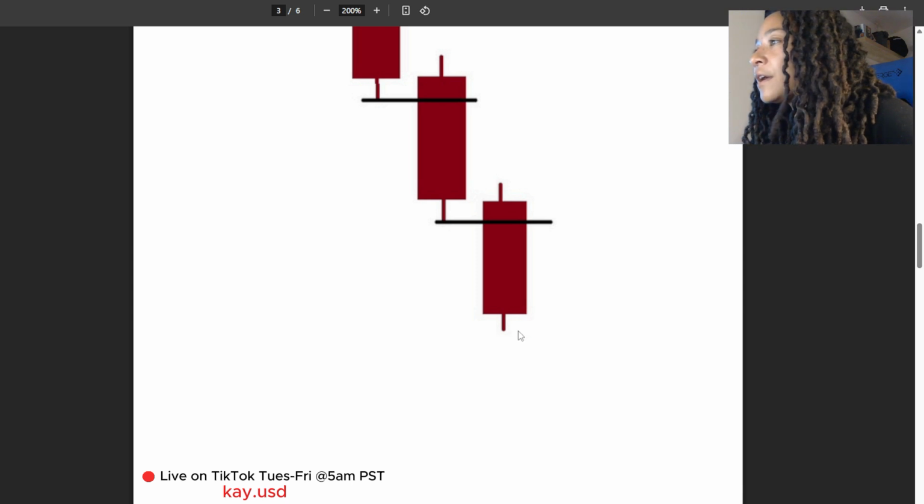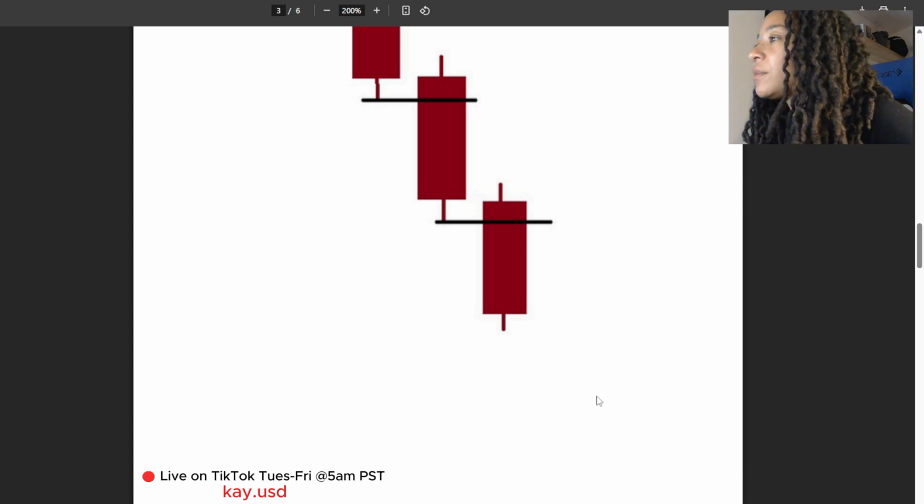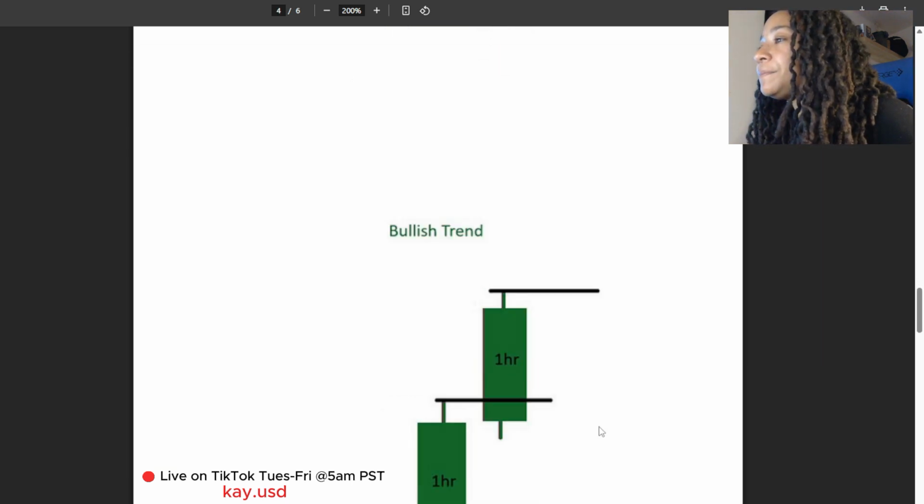Now, if we had another line here representing the low, could we assume that the next candle, if it breaks that low, is going to continue down? Yes, we can, right? We could assume that this is a bearish trend, and if we break the low of the previous candle, we're going to continue moving down.